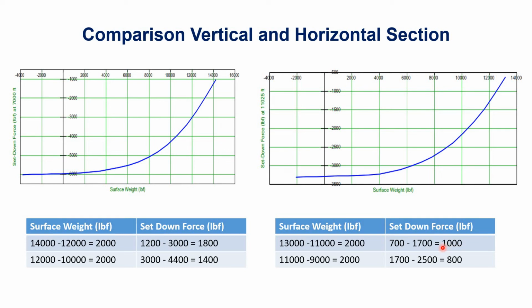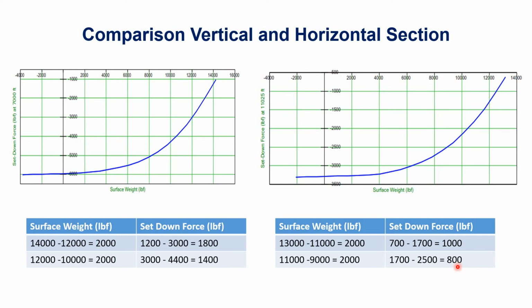We have to notice that in the vertical section, when we dropped 2,000 weight on the surface, at the bottom we are able to drop 1,800. That is, the weight on the bit is 1,800, 200 less. But in the horizontal section, when we drop 2000 on the surface, at the bottom hole we can only apply 1000 pound force weight. And for the second reading, when we have dropped 2000 it is 1400. Here, for the 2000 we are able to set down only 800 pounds force of weight.